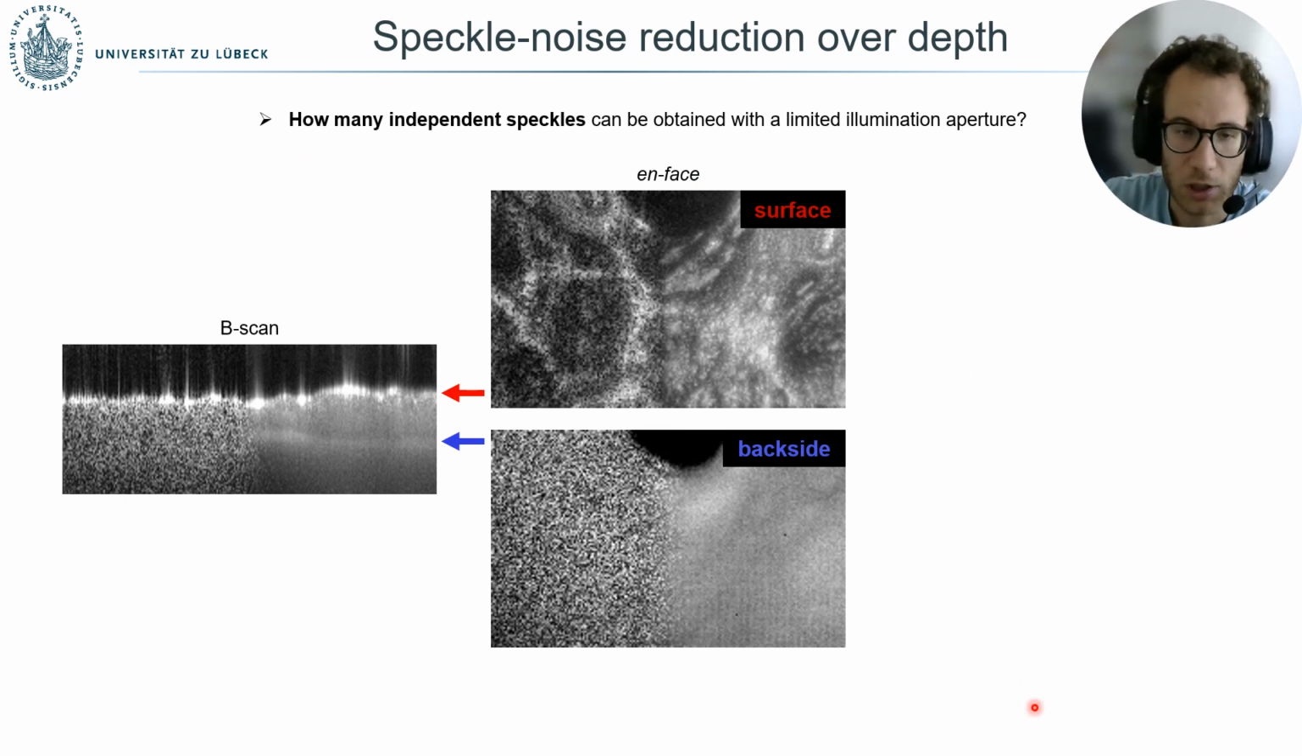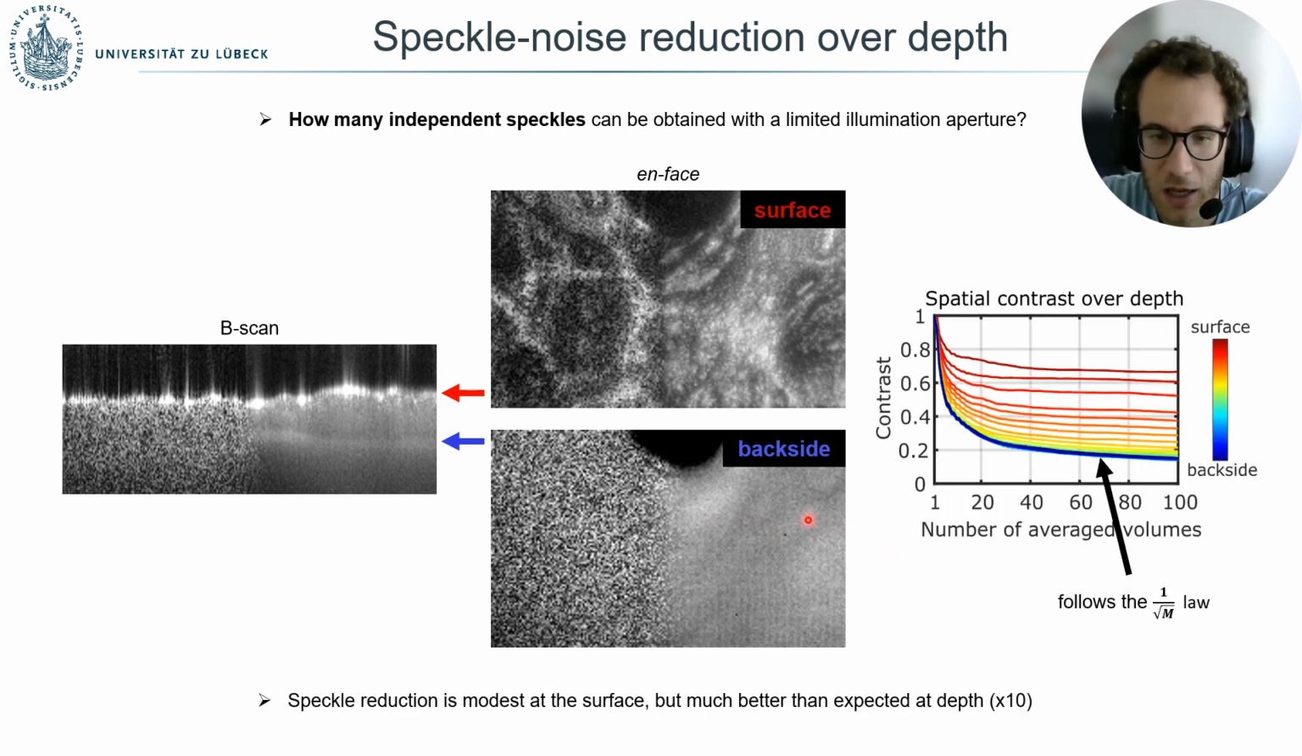But in practice, when we looked at our data, we saw something a little bit different. If we look on the surface of the sample, then we have a gain that is kind of modest. But then if we look at depth here on the backside of the sample that we were imaging, then we had an improvement in speckle noise that was much bigger than a factor of 2, following the law of independent speckles. So like we could here obtain 100 independent speckles, which was much more than we expected.